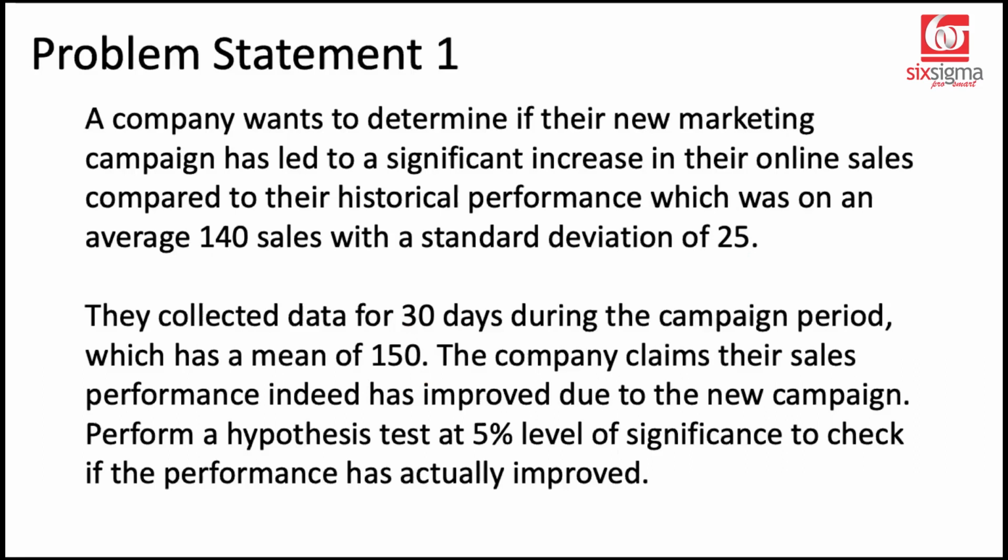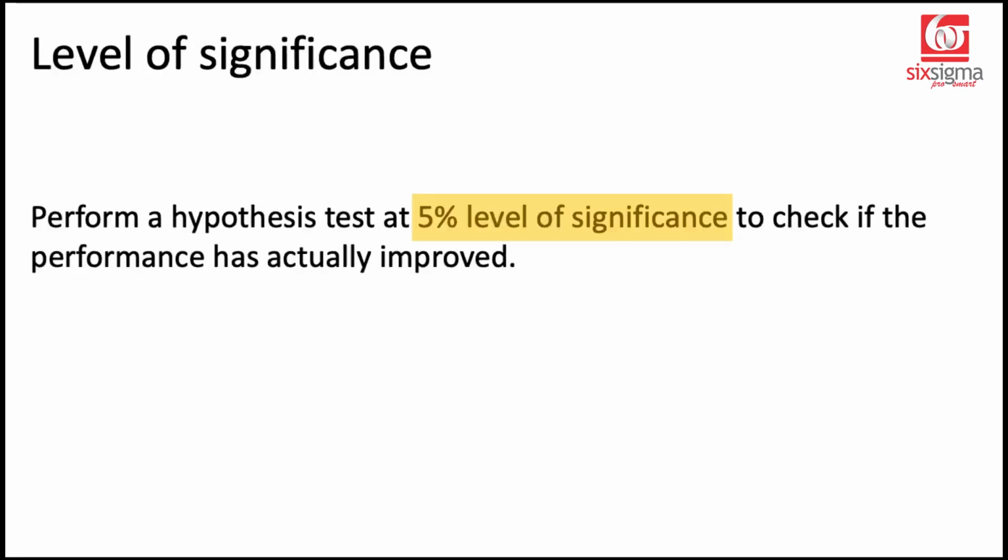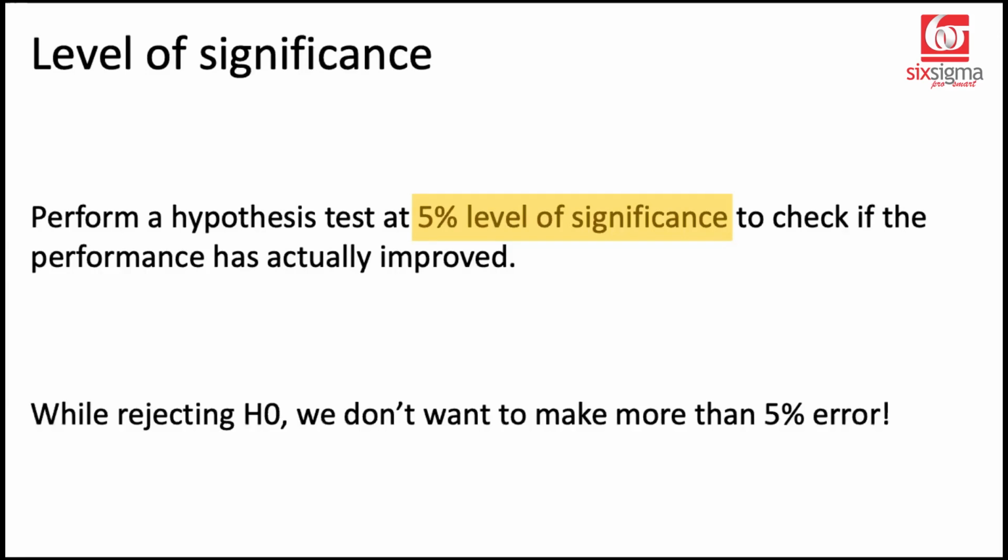Now, how do we actually go about solving this step by step? First thing would be, do we know the level of significance? If you read this line in the problem statement, it states that 5% level of significance is supposed to be checked. What does this 5% level of significance mean? It means that while rejecting the null hypothesis, we don't want to make more than 5% error. So error has to be capped. We don't want to exceed on error. That's not a good performance indicator. Error is something which is bad. We should put a cap on it. We are not allowed to make more than 5% type 1 error.